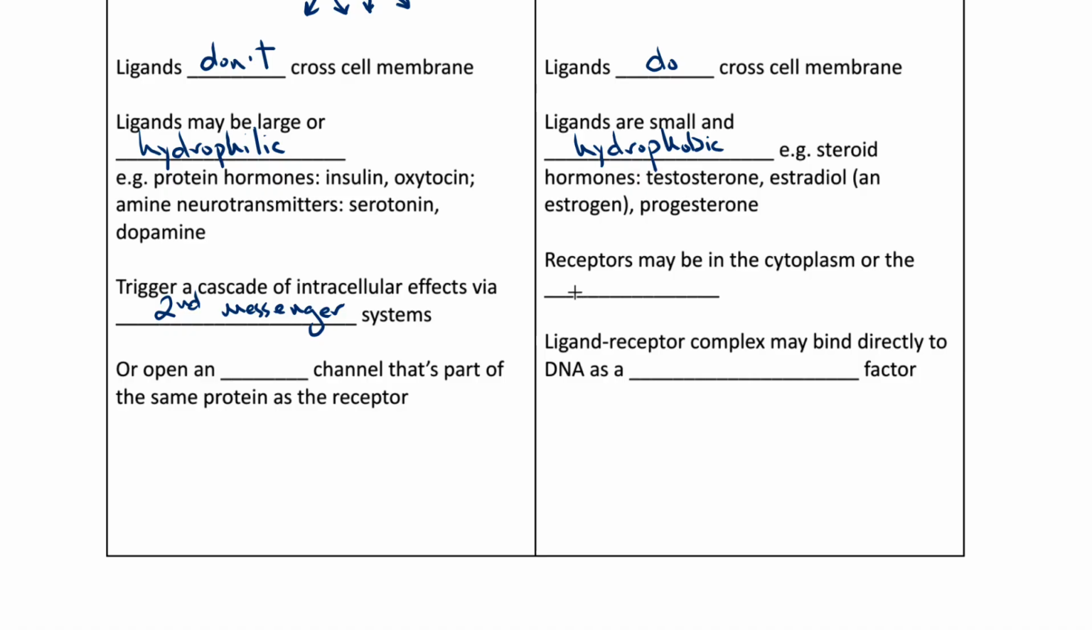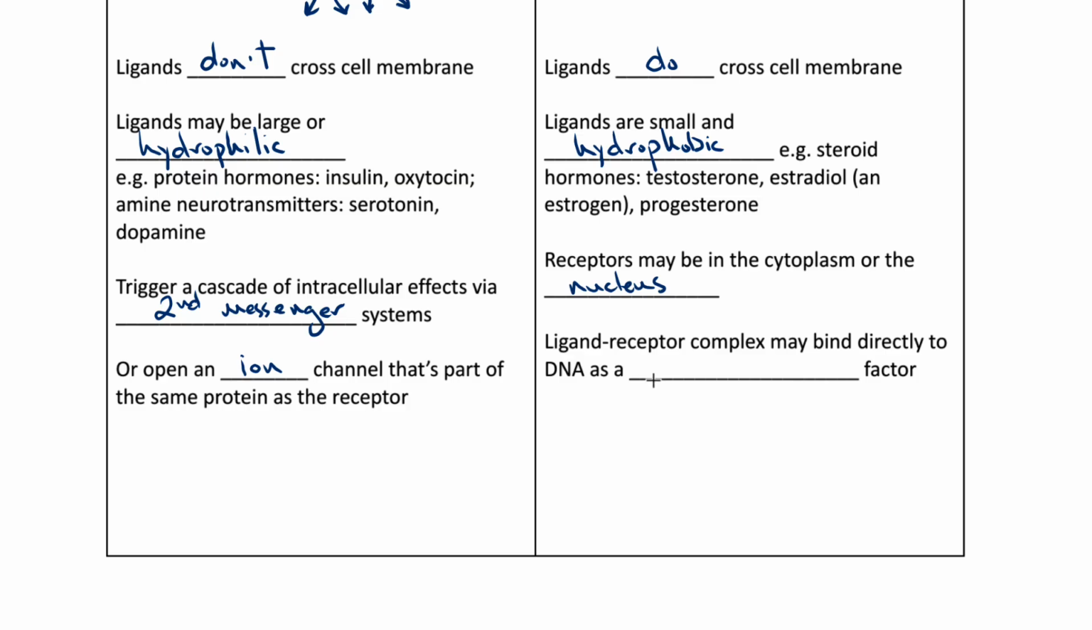As I mentioned, in the intracellular receptor case, the receptors can be in the cytoplasm or the nucleus, as opposed to being embedded in the membrane, as is the case with the transmembrane receptors. And as we saw above, an alternative, instead of triggering second messenger systems in the transmembrane case, is that they can open an ion channel, and that is part of the same protein as the receptor. I used the example of sodium moving into the cell above.